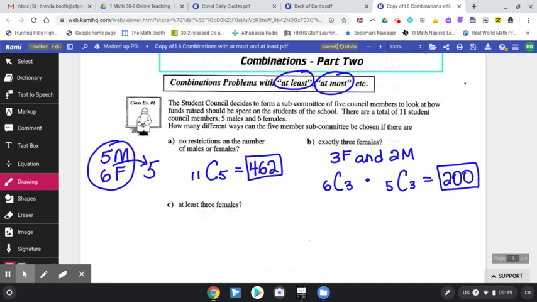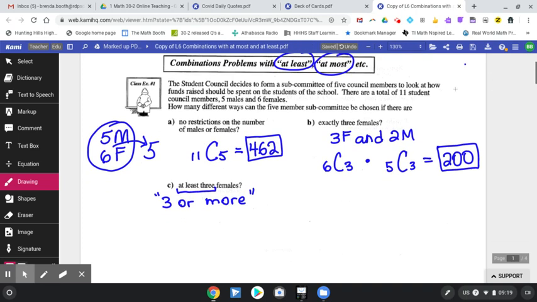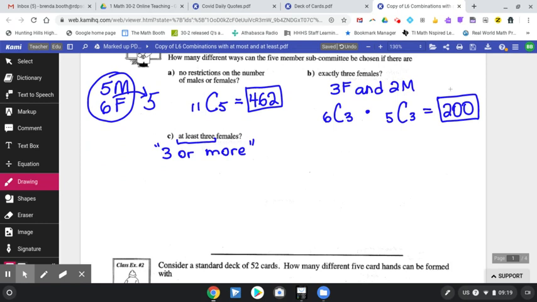And then C, here's where we're getting into our new concept, at least 3 females. So at least 3 means 3 or more. So here's where we've got to work with all the different scenarios. So in my planning step, I'm thinking about all the possible scenarios. So I'm going to start off by saying we could have 3 females. And maybe don't write this down right away. I'm just going to kind of space it out the way that I'm thinking through it.